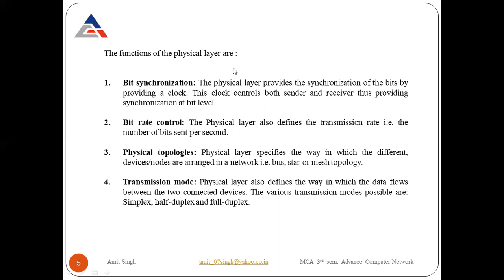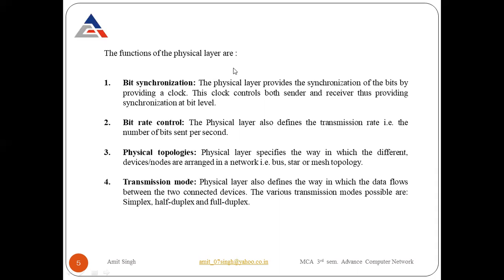Now the second, bit rate control. Bit rate means the rate of the bits, the sending rate is equal to the receiving rate. That can be possible if synchronization is there. As we discussed earlier, we have a clock over there. For the first 10 seconds, I am sending 10 bits, you are receiving 10 bits. Automatically, the bit rate is controlled.